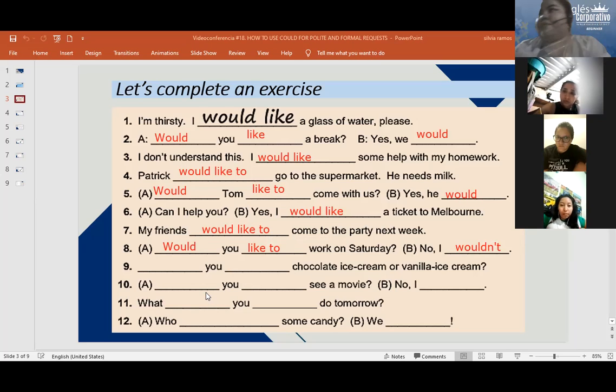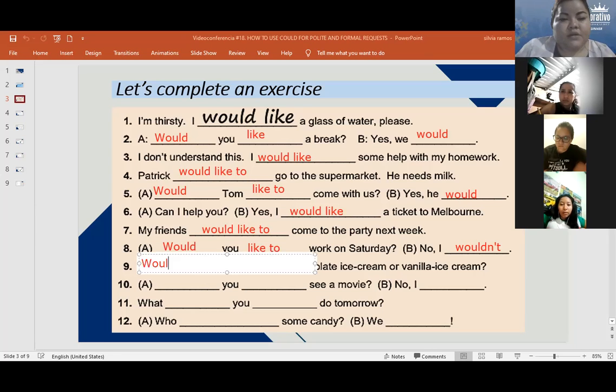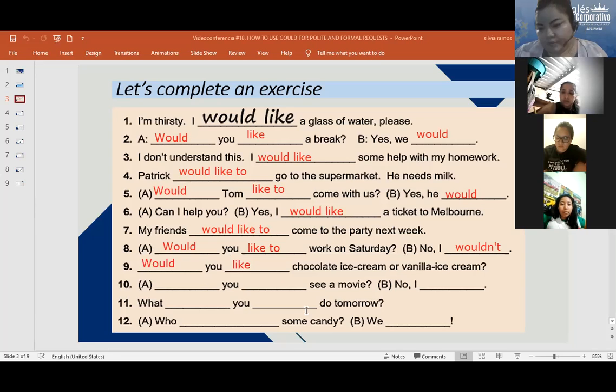Veronica, ¿quién va luego? Aide. Number 9, Aide. Would you like chocolate or vanilla ice cream? Okay. Would you like chocolate ice cream or vanilla ice cream? Very nice. Excellent. Now let's continue with number 10.